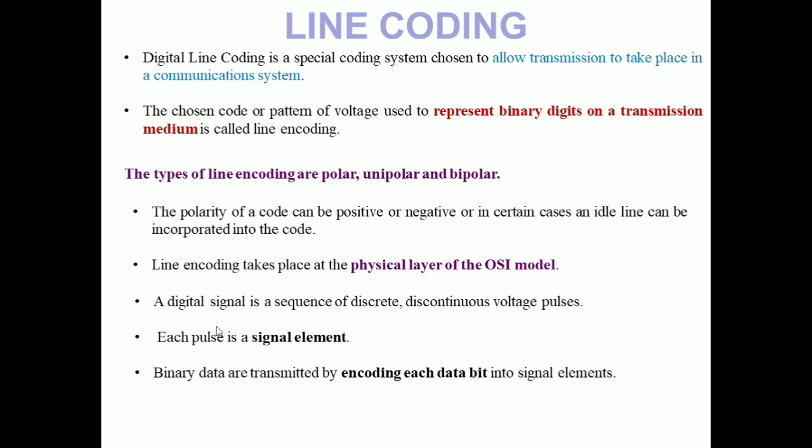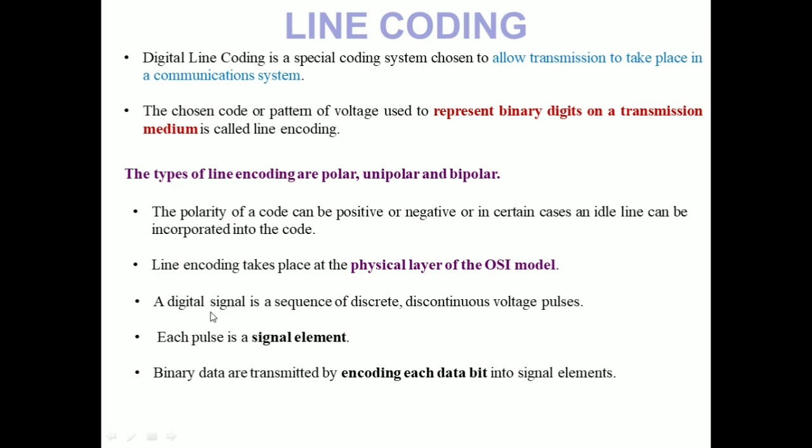There are different types of line coding techniques. The first one is polar line coding technique, the second one is unipolar line coding technique, and the third one is bipolar line coding technique. Let us have general information about these line coding techniques. The polarity of a code can be positive or negative, or in some cases an idle line can be incorporated into the code also. Generally, line coding or line encoding takes place at the physical layer of the OSI model.